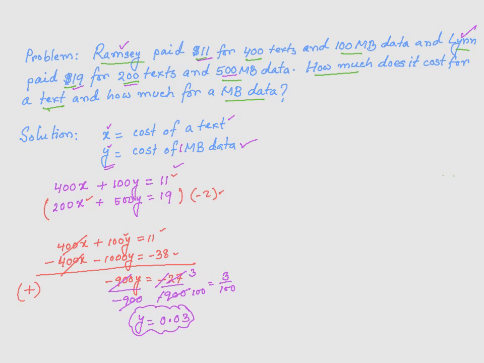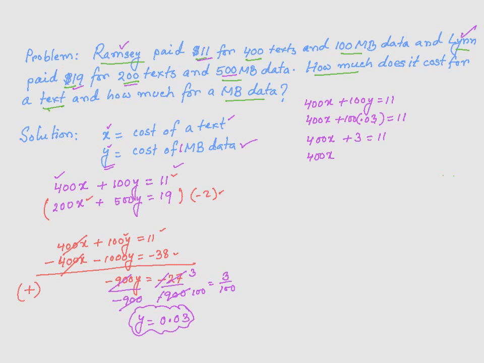Now we can take this y value and plug it into one of the equations that we came up with. So let's go ahead and apply it to the first one. It's 400x plus 100y is equal to 11, or 400x plus 100 times y, but y is going to be 0.03, which is going to be 11. So it's 400x plus 3, remember, 100 times 0.03 is 3, is equal to 11.